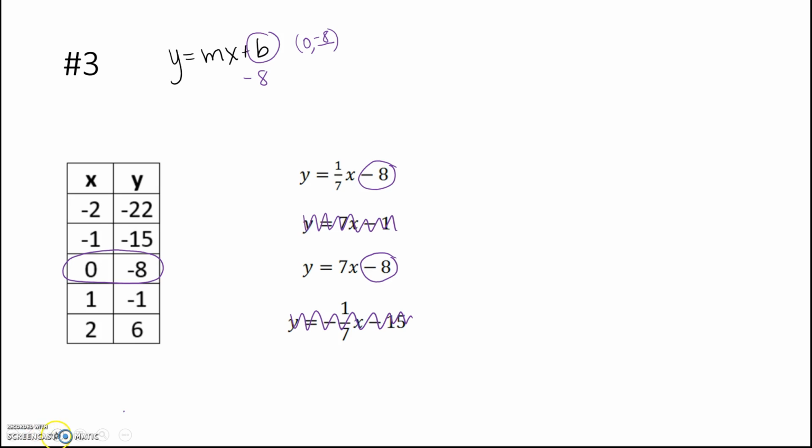So I'm going to select a pair. And now I'm going to work with my rate of change. I'm going to select a pair. I'm going to go with that because I like those numbers the best. And I'm going to plug in my x value and see if I get my y. Okay. So now I have 1/7 times 2 minus 8. So 1/7, 1 times 2 is 2. 2/7 minus 8 is going to get me, let's see, I have to add the opposite because this is a bigger number. So I'm going to get some negative number.